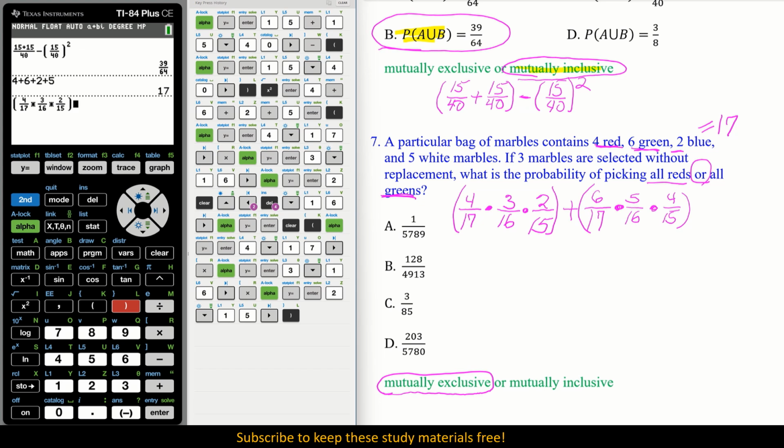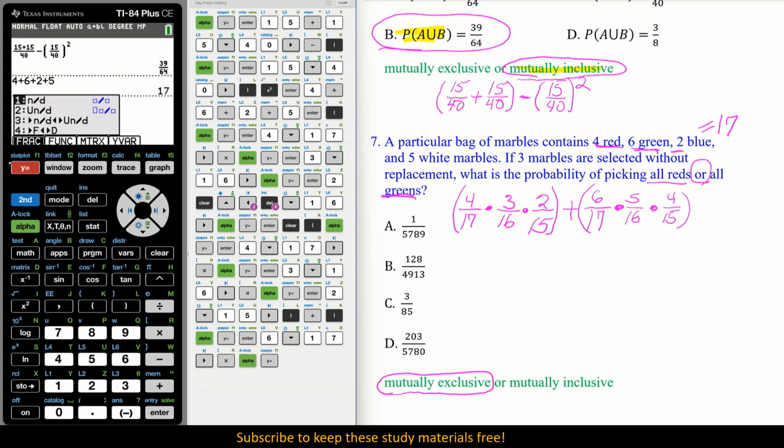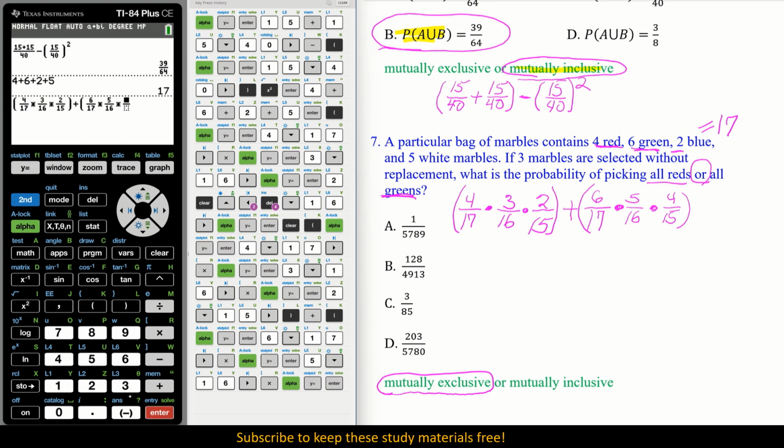Now let's close our parentheses and add that and open again. And let's go through our process again. But this time we have 6 over 17 to begin. And we're going to multiply alpha y equals, and then we have 5 over the 16. And let's multiply alpha y equals inner, and that is 4 over the 15.